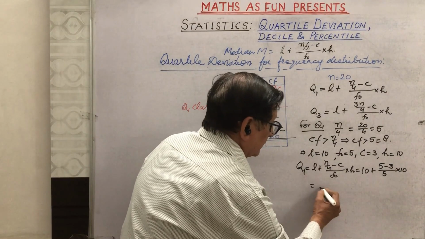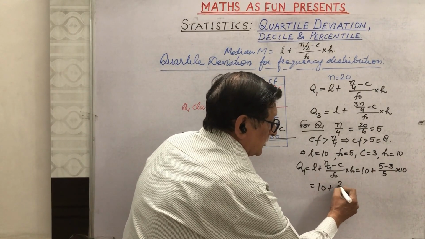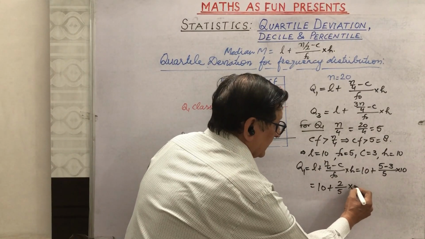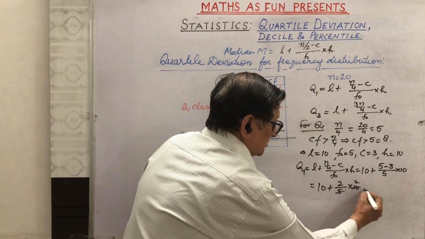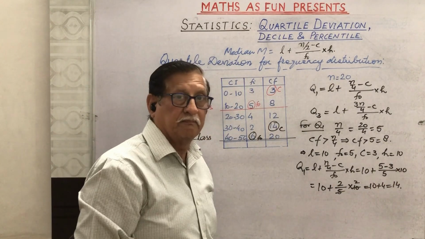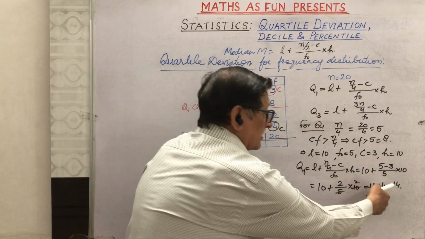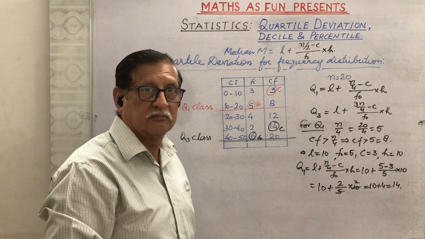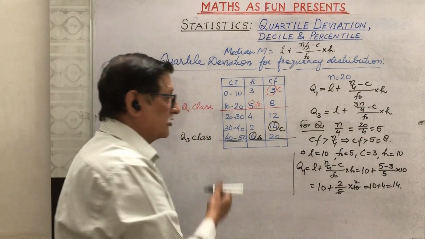Simplifying this, we get here 10 plus 2 upon 5 into 10. 5 cancels this 2, so this comes as 10 plus 4, 14. It means the first quartile Q1 is 14. Then we go for Q3.